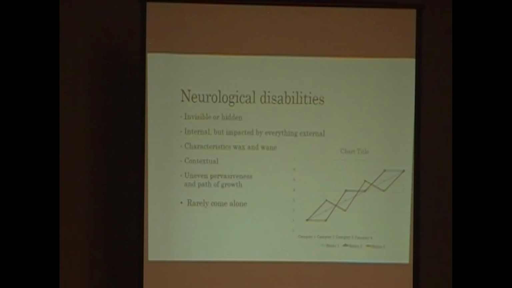And they rarely come alone. They like to party. So you're not going to have somebody who has one neurological disability and none of the symptoms of any of the other ones. They overlap so much. So somebody with ADHD is almost always going to have anxiety. Somebody with autism is almost always going to have sensory integration issues.